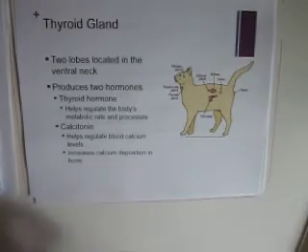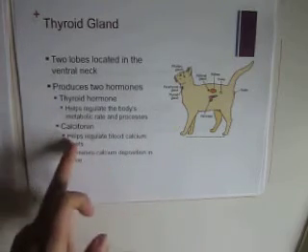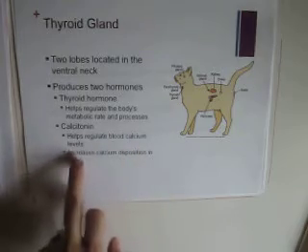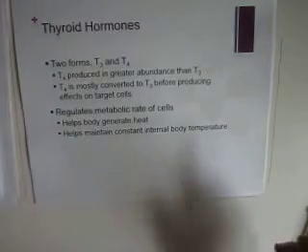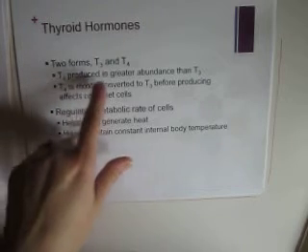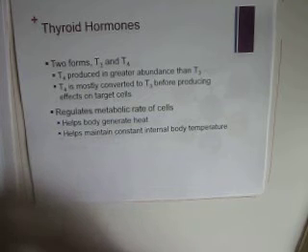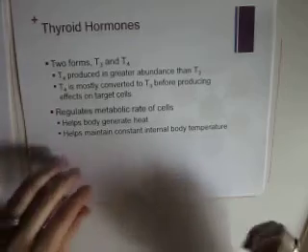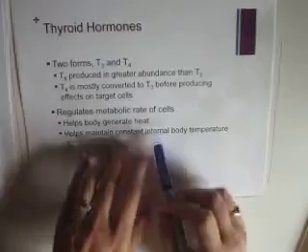So, what is the thyroid hormone? It helps regulate the metabolic process. Calcitonin helps regulate blood calcium, and it increases calcium deposition in bones. So we've got 2 forms, T3 and T4. T4 is produced in greater abundance than T3, and T4 is mostly converted to T3 before producing its effect on target cells. And it regulates the metabolic rate of cells and helps generate heat and maintain constant internal body temperature.